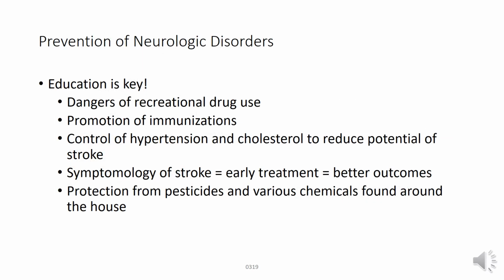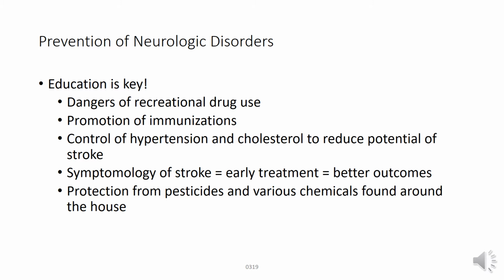So, prevention of neurological disorders. Patient education is key here. We really need to educate our patients about the dangers of recreational drug use. We need to promote immunizations to help reduce the chance of contagion. We need to control hypertension and cholesterol to help reduce potentials of blockage of blood vessels and then therefore maybe a stroke.